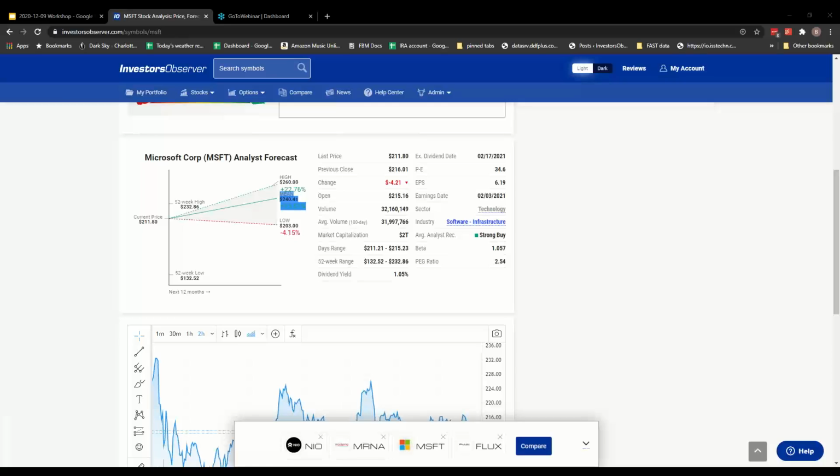If it's all green, it just means that all the analysts have a higher price target than the current price. That's probably relatively safer than something where all the analysts have a target that is lower than the current price. But it really depends on the stock there.